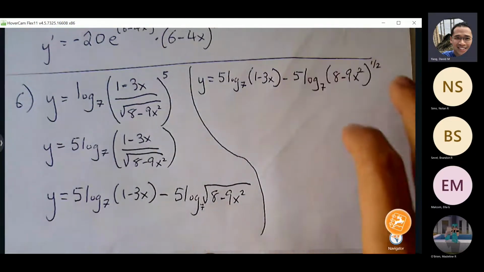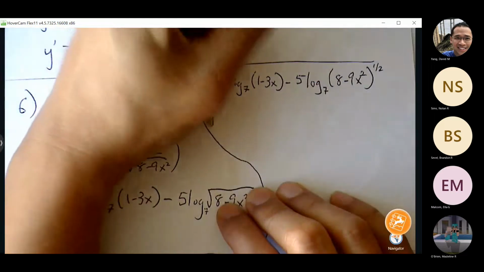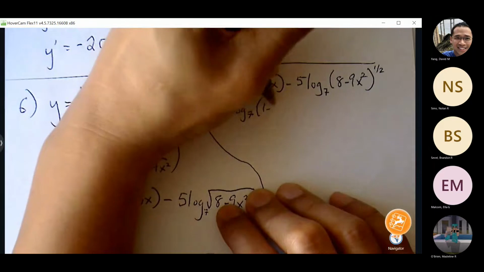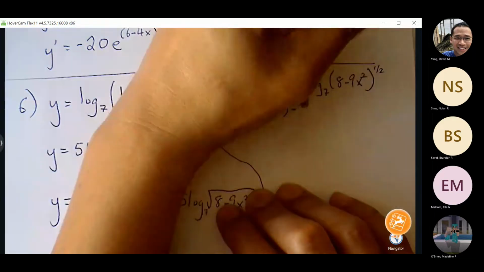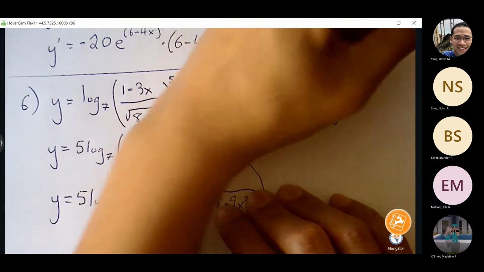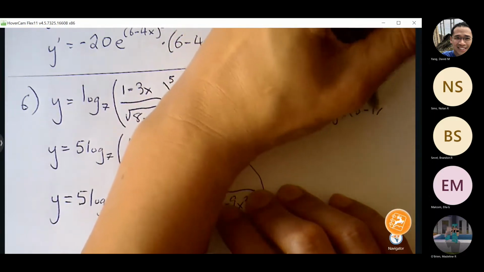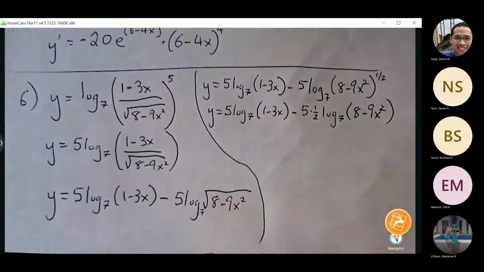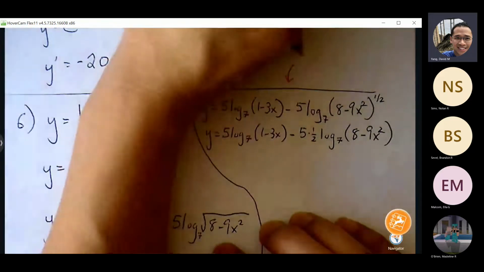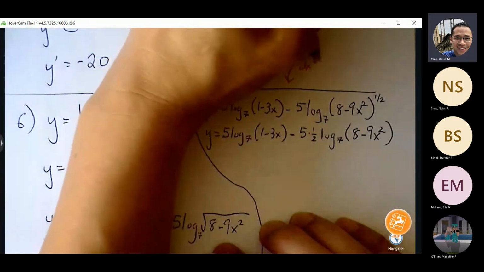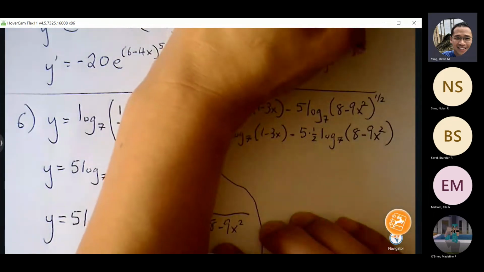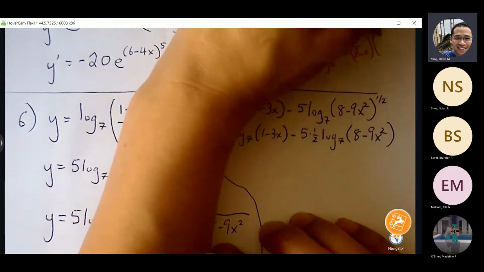Okay, push those exponents down in front. Okay, so now we have a derivative rule built for these, which is the derivative of log base a of u is u prime over u, but with a little bit of extra in front.